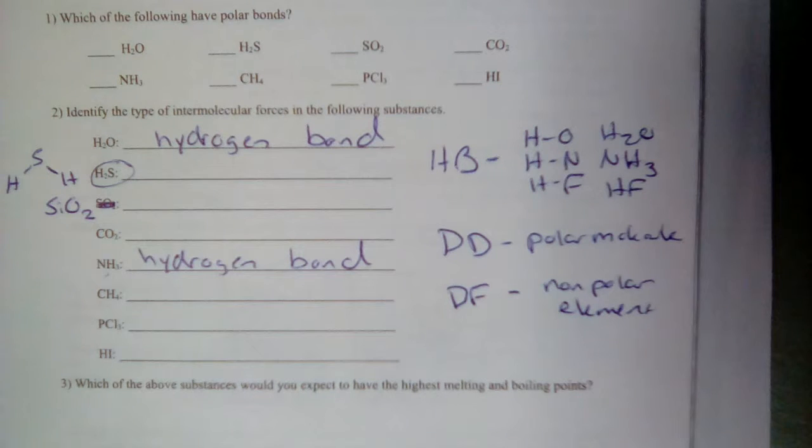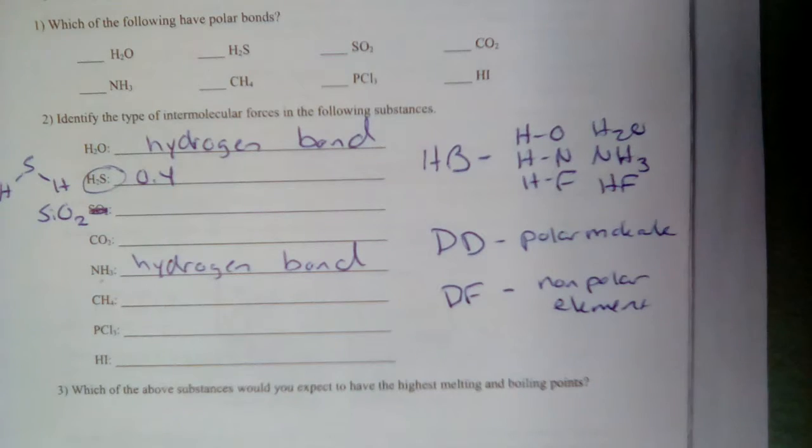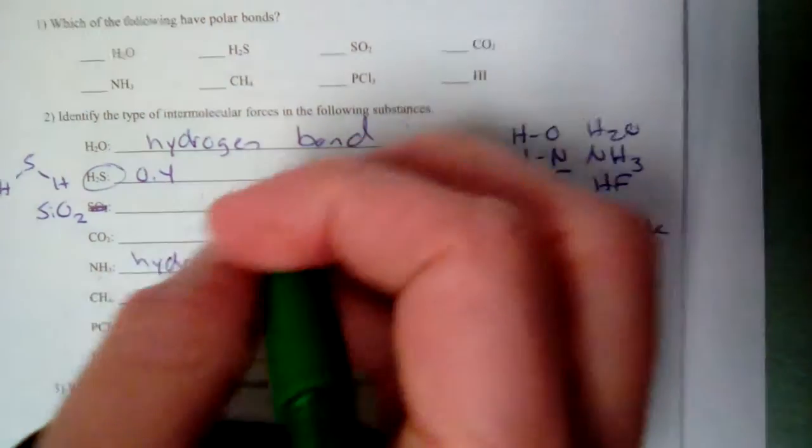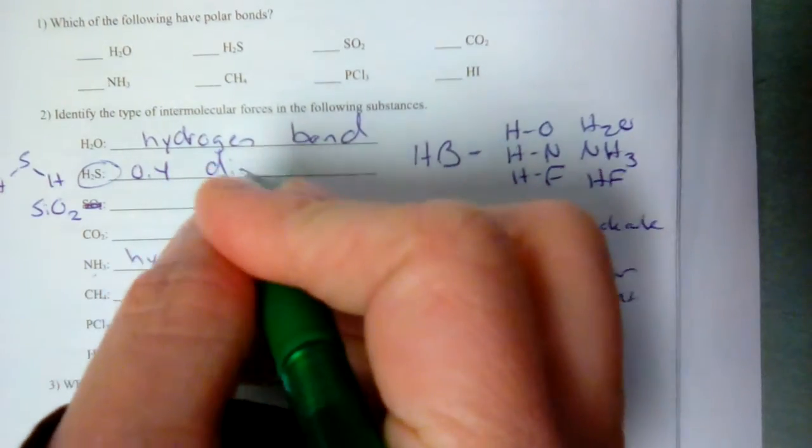So sulfur's electronegativity is 2.5 and hydrogen's is 2.1, for an electronegativity difference of 0.4. We have a 0.4 electronegativity difference here, which means the bonds are not polar. If it's not polar, then this is going to be dispersion forces.